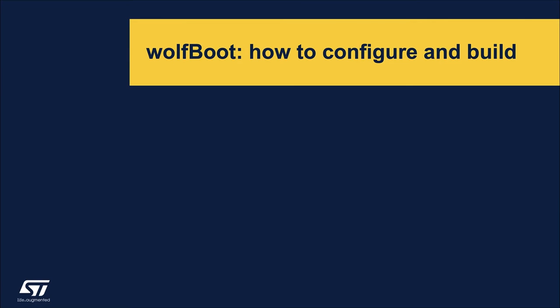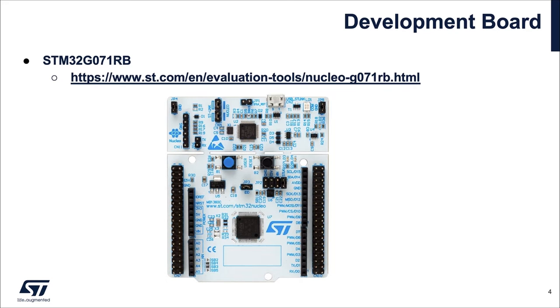First, we'll talk about how to configure and build it. Today, I'll be using the STM32G0, the 71RB Nucleo development board. This is a lightweight Cortex M0 running at 64 megahertz. It has 128K flash and 36K of RAM. It's a perfect target for demonstrating wolfBoot's small size and capabilities.